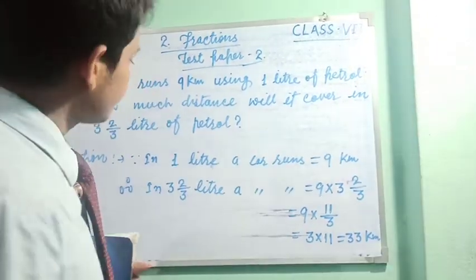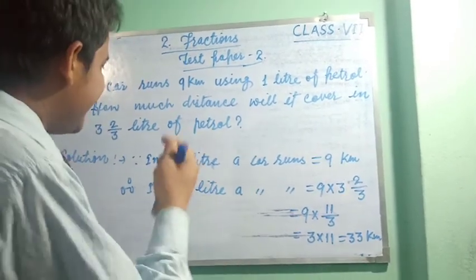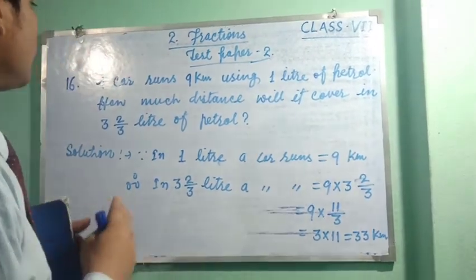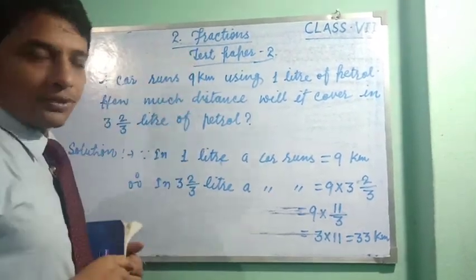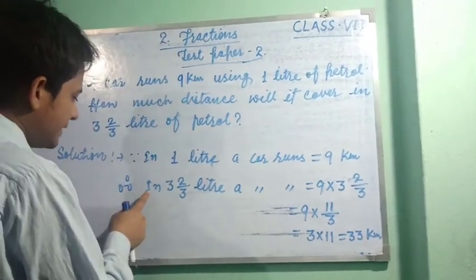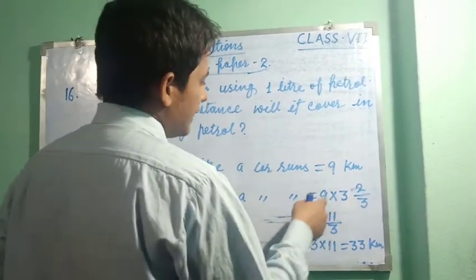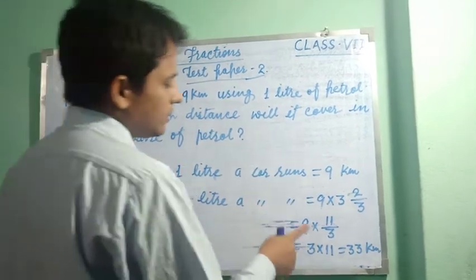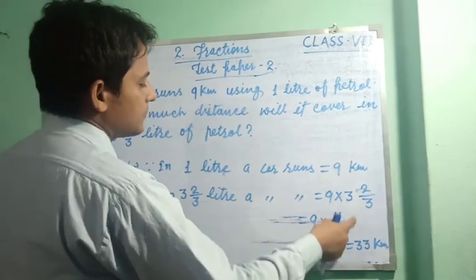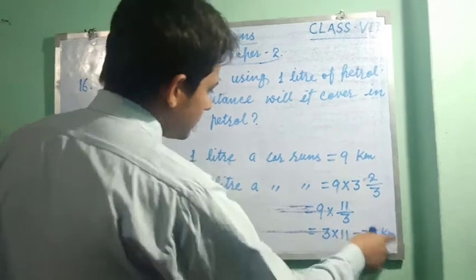Then in 2 liters a car runs 9 plus 9, means 2 into 9. Then in 3 liters the car can run 3 multiplied by 9. That means in this question we have to multiply the liters with the kilometers. We will get the required answer. Now therefore, in 3 by 3 liters a car runs 9 multiplied by this many liters. This can be written as 3 3s are 9 plus 2 is 11, 11 by 3, 9 multiplied by 11 by 3. 3 will get cancelled, 3 3s are 9, so 3 multiplied by 11, this is 33 kilometers.